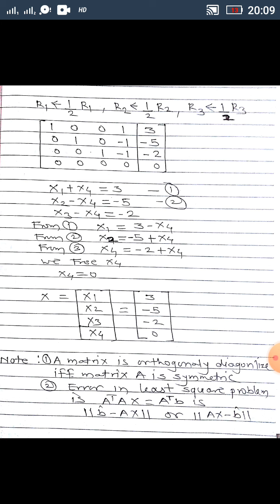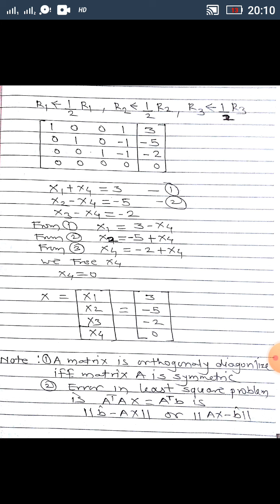Now we substitute, we free x4 is equal to 0. Now x1, x2, x3, x4. So x1 is, now we substitute x4 is equal to 0 in that. Remember, I have miswritten that, it is x3 actually. X3 is minus 2 plus x4. So we get 3, minus 5, minus 2, 0, because we have substituted x4 as 0. So this x is nothing but our required vector.